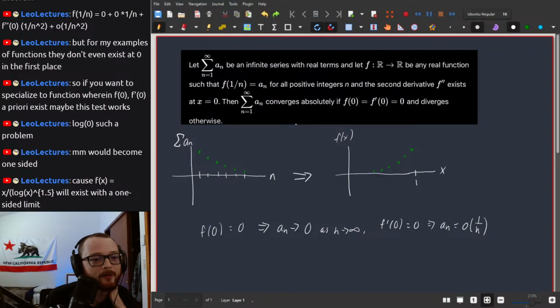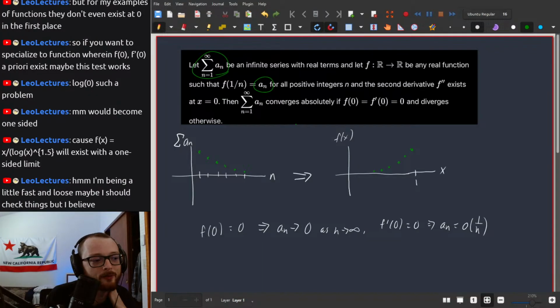Oh, wait. I said before that there's nothing special about a sub n being a series here, but there actually is something special. This is just a sub n. That's actually a really big difference. My drawing here is misleading. So this is more like a p-series idea, I think.